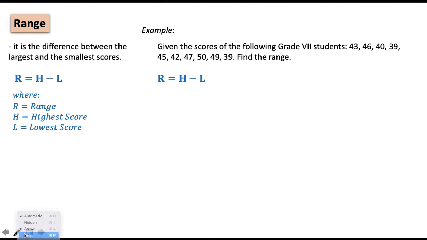Then from our given, just identify the highest score. In this case, it's 50. Then the lowest score is 39. So you replace it in our formula. Then subtract them, and that is 11. So this will be our range.